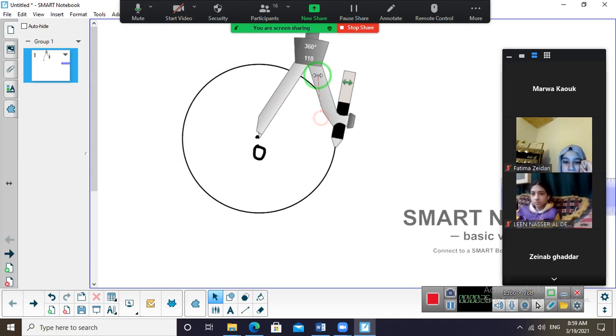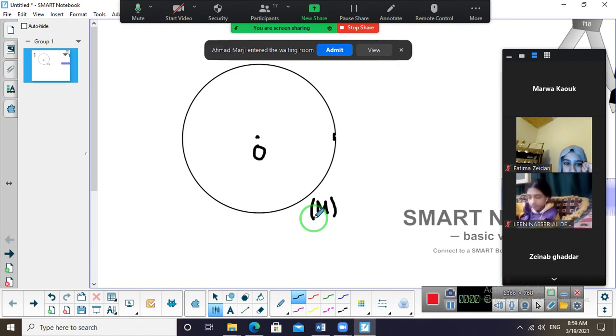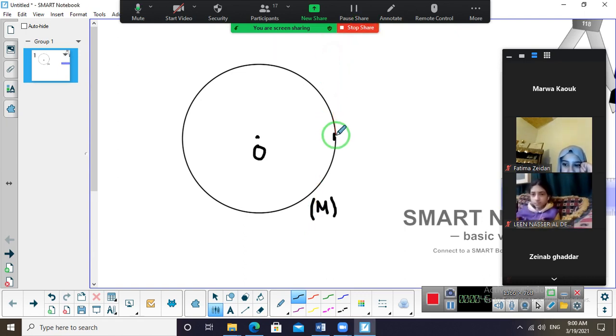I will name the center O, and the circle I will name by C between parentheses. So, you said for me that the radius is a segment whose extremities are the center and a point on the circle. I will mark a point here. I will call it A. Okay?